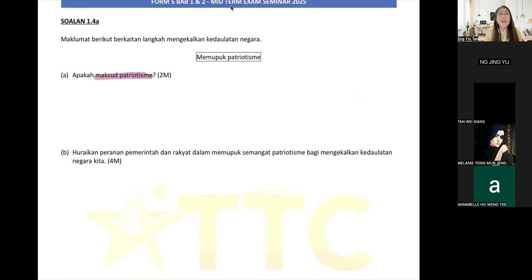Now, how do you love your country? I'll give you guys a clue. How do you love your country? As a citizen, we must be... satu markah cukup lah. They're okay lah. I mean, if you're okay, they're okay.